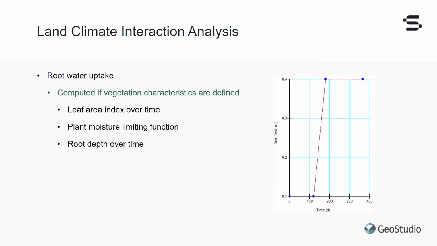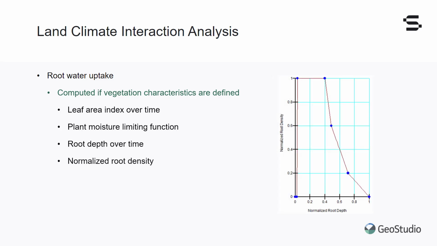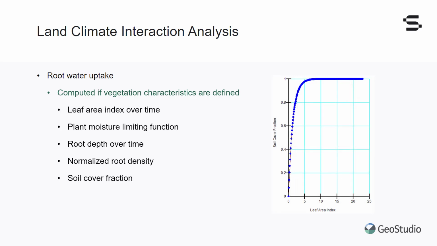Root depth is specified as a function of time, given seasonal growing trends. The normalized root density must be specified over the normalized root depth. This function ultimately describes the distribution of roots, or the root shape, from the ground surface to the longest root. Finally, the soil cover fraction represents the fraction of soil covered by plant canopy of each plant. This is inputted as a function of the leaf area index, such that as the leaf area index increases, so does the soil cover fraction up to a maximum value of 1. Given this information, root water uptake is computed by SEEP using formal integration across the root depth.